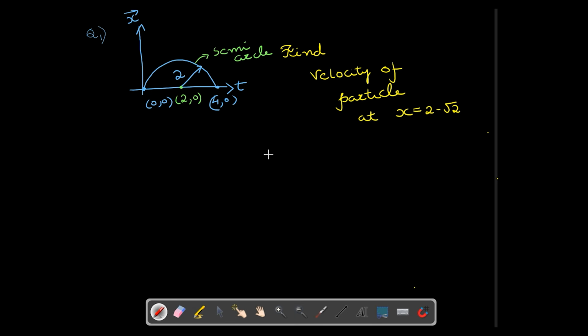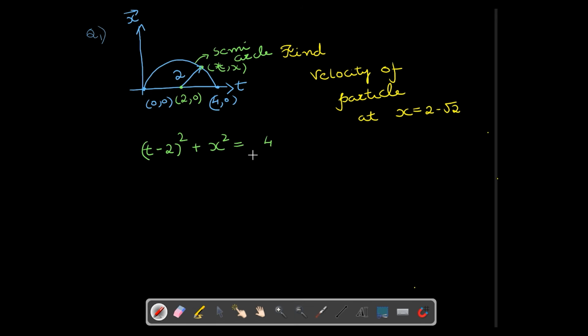Now, how to write the equation of this circle? Let's say this is x1, x2, and at any particular point (x, y), where x is here t and y is here x. So (t minus 2) whole square plus (x minus 0) whole square is equal to radius square, that is 4. Radius is 2, mentioned already.